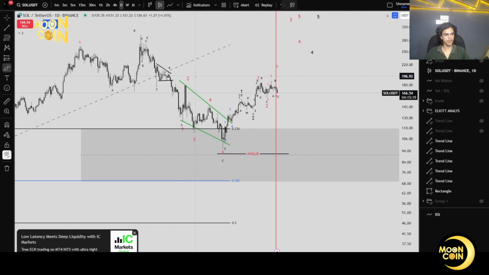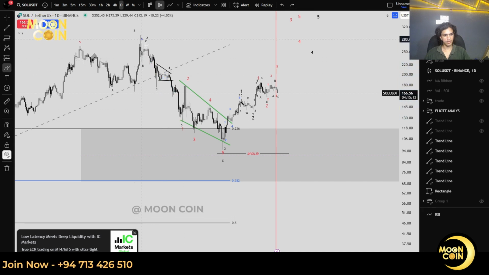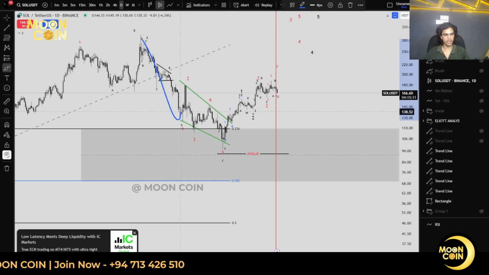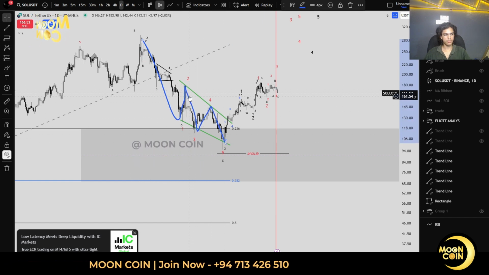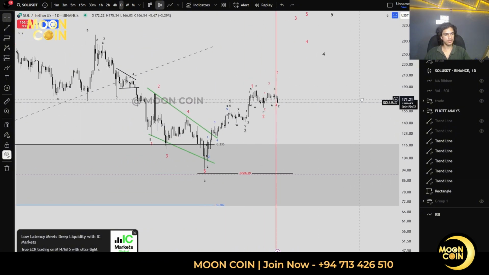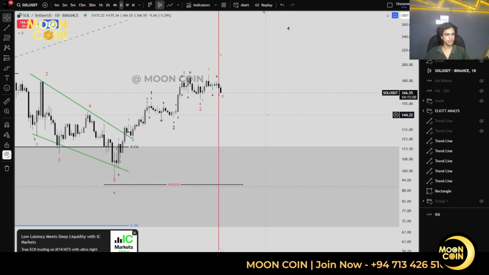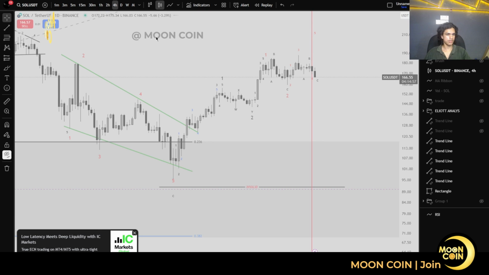So we have this 1, 2, 3, 4, and 5, which completes a wave, and we have this 2, 3, 4, 5. So this completes an ending diagonal here. If you look further into the market right here, I'll drop down to the 4-hour chart.